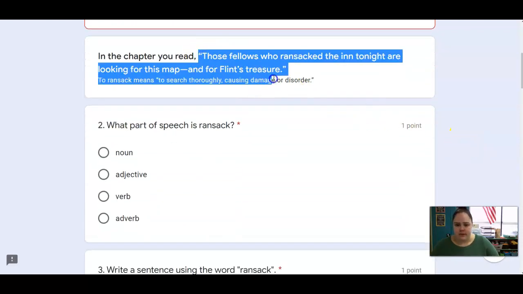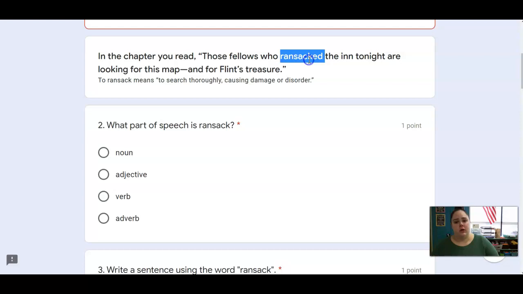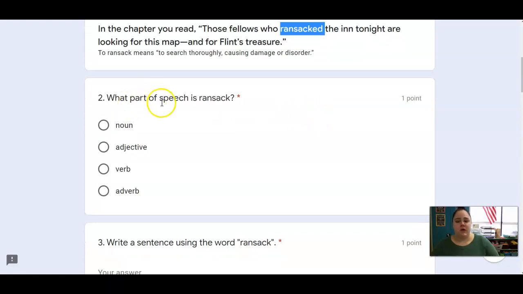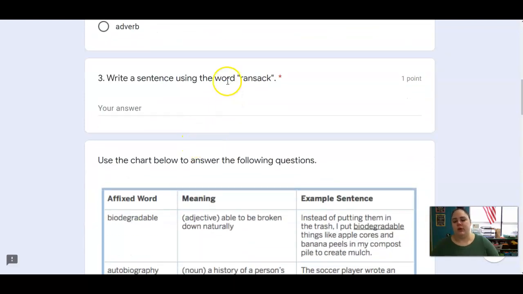All right, we also read this sentence in the text. "Those fellows who ransacked the inn tonight are looking for this map." So we're looking at the word ransack, which means to search thoroughly, causing damage or disorder. First of all, what part of speech is that? If you don't remember, you can go back to our reading when I went over the vocab. And then I want you to write a sentence using the word ransack.